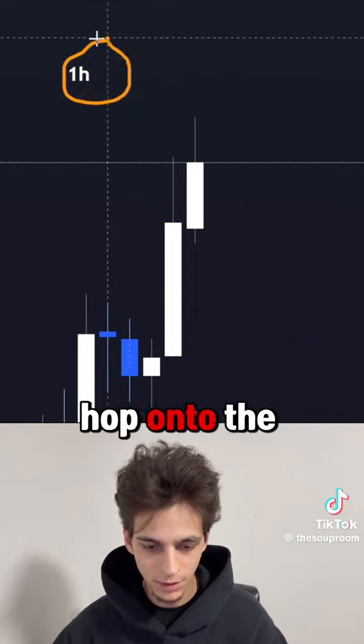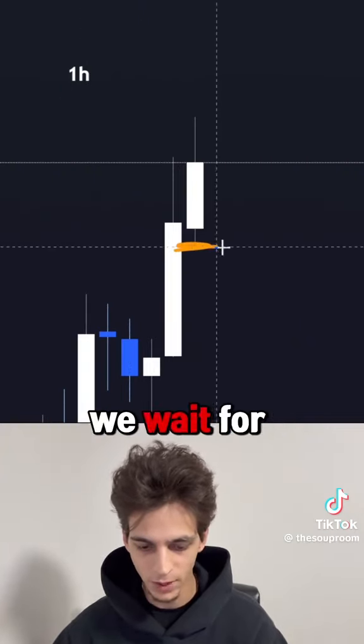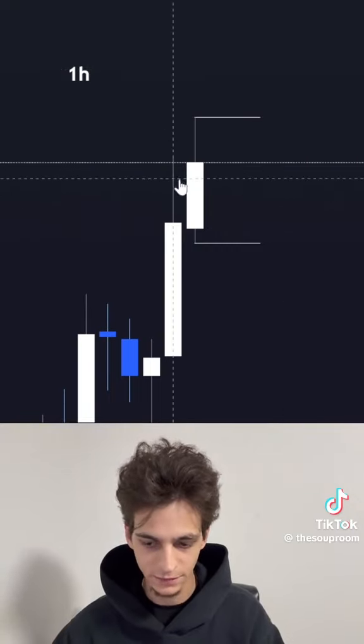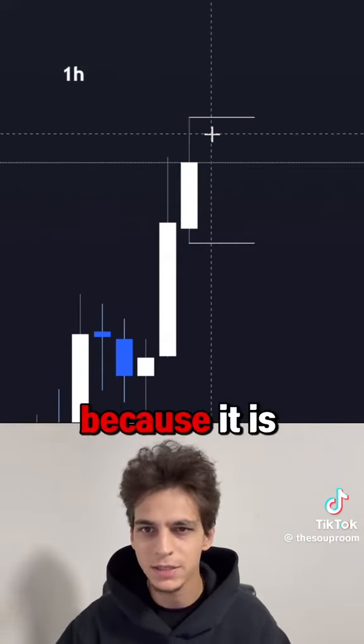Step 1. Hop onto the 1 hour time frame. On the 1 hour time frame, we wait for the 3 o'clock candle to come to a close. Then draw the high and the low of that specific candle. Here's where it becomes interesting, because it is so easy.